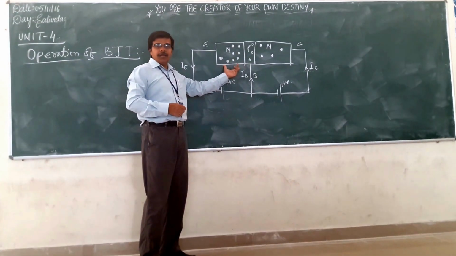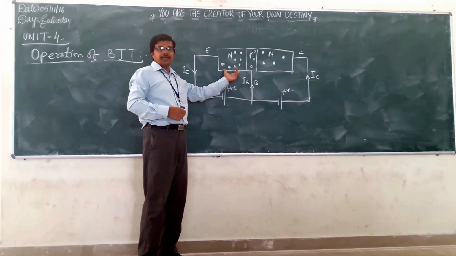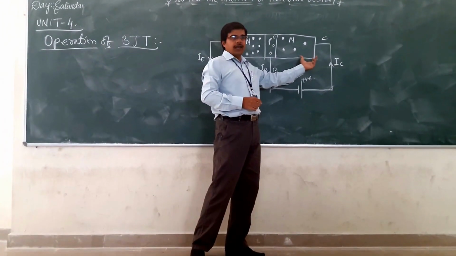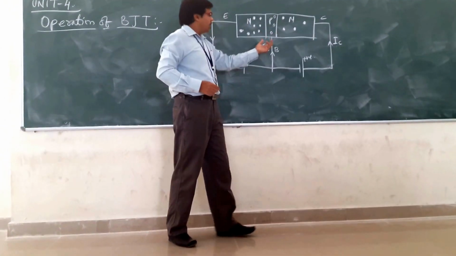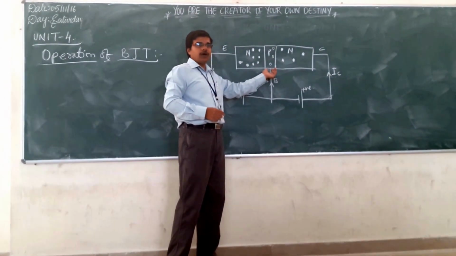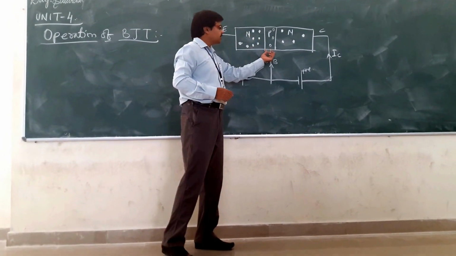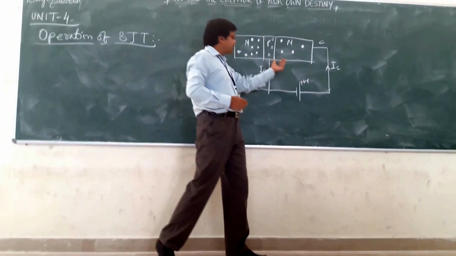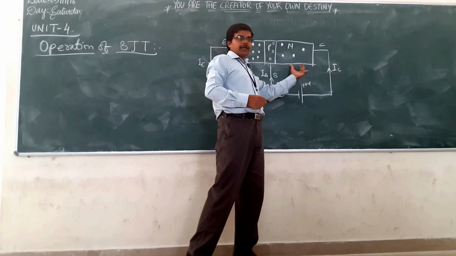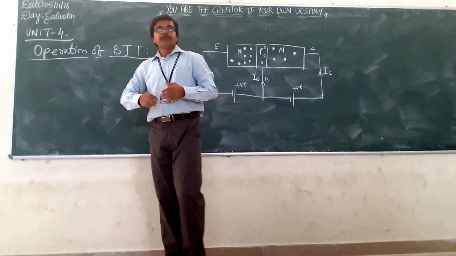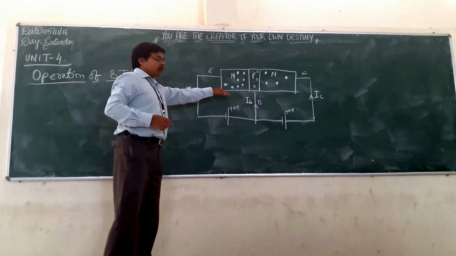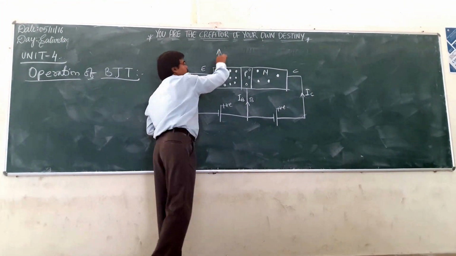If you are seeing the emitter, its thickness. You see the thickness of emitter. You see the thickness of base and of collector. In this, the base is the thinnest one. Emitter is intermediate, and the collector is your thickest. Now, if we are going for doping, your emitter is highly doped.